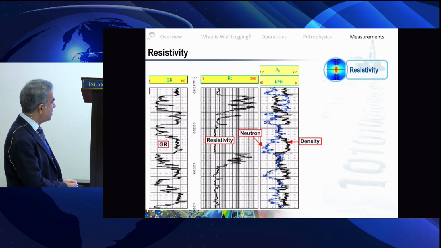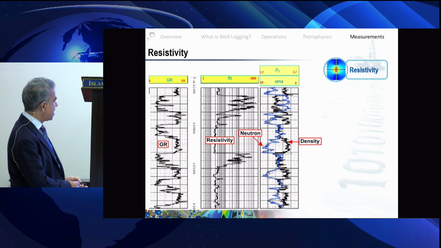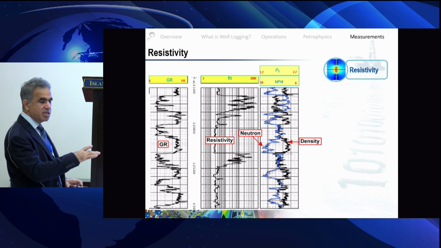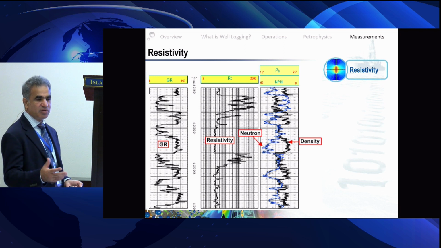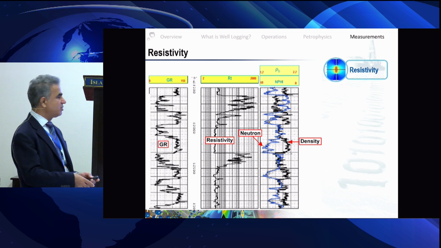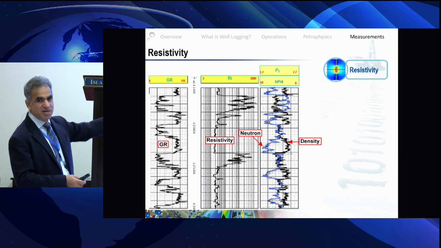So this is a log example. Gamma ray on the left, resistivity in the middle, and density neutron on the right hand side. Their lows and highs, their deflections towards right or left, have certain meaning. So with an expert eye, you need to be able to understand, without looking at their scales, what it could be, what it could be.